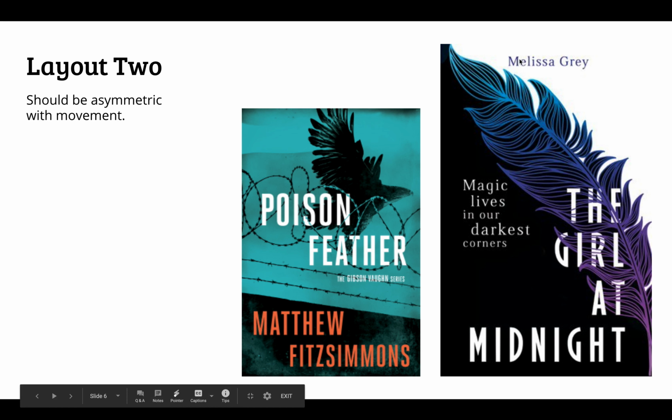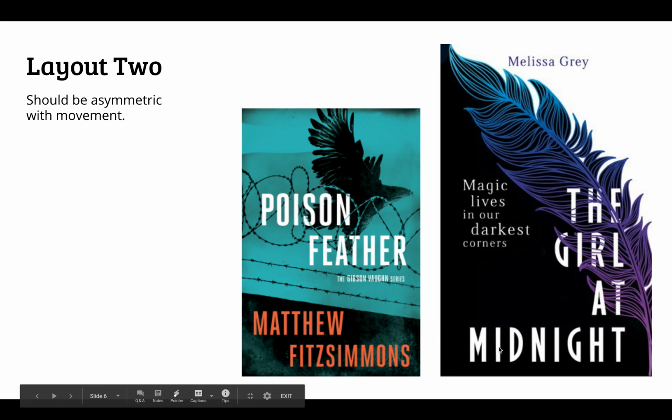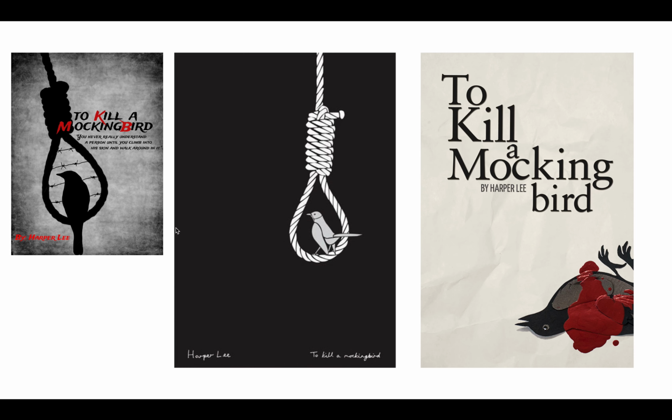Same with this one. I come up from the top, I lead in with this, the feather leads me down to the girl at midnight, and then I kind of come back up to here, right? So I've got a lead in and a circle here going on. That's asymmetric.